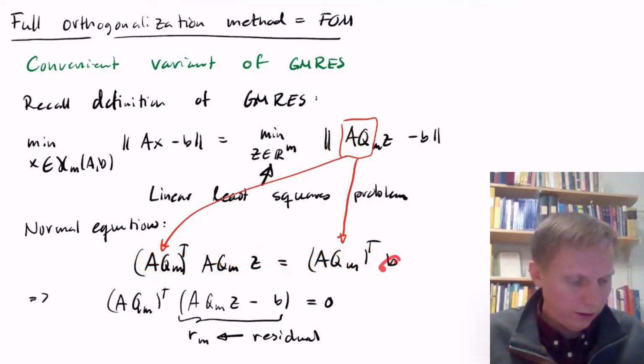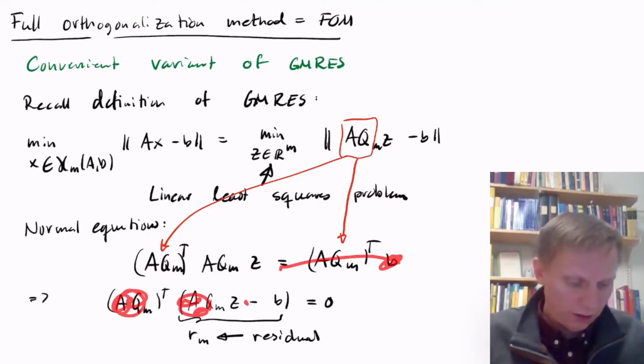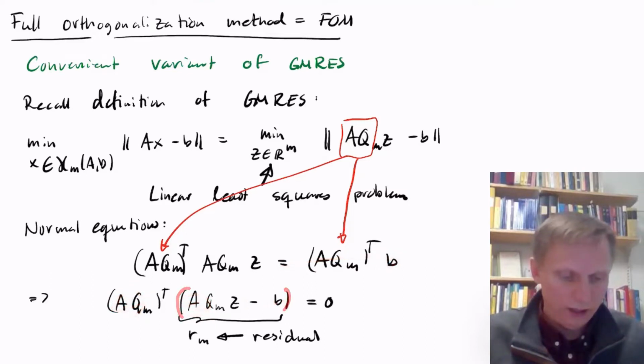Okay, let's move this over to the left-hand side, and then we get the system matrix times z minus b. But this is in fact just the residual that we have in GMRES, which we started with here. So this means that the residual times this matrix is equal to 0.